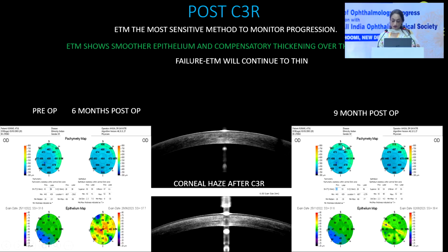But by the end of 9 months, the epithelium has smoothened out and there is thickening of epithelium over the cone region. You can compare it with the pre-C3R map. So this is very nicely smoothened and thickened out, and this indicates a successful treatment. In cases of failure, the ETM will continue to thin out.